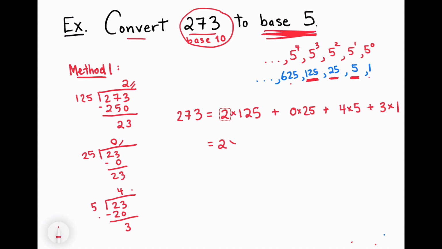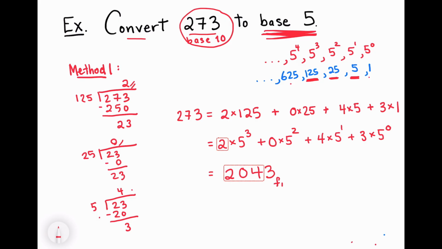So this is 2 times 5 cubed plus 0 times 5 squared, just so you can see the place values, plus 4 times 5 to the 1st power plus 3 times 5 to the 0th power. Now you can clearly see the place values and why I divided like that. So this tells me that 273 is equal to 2043 in base 5.